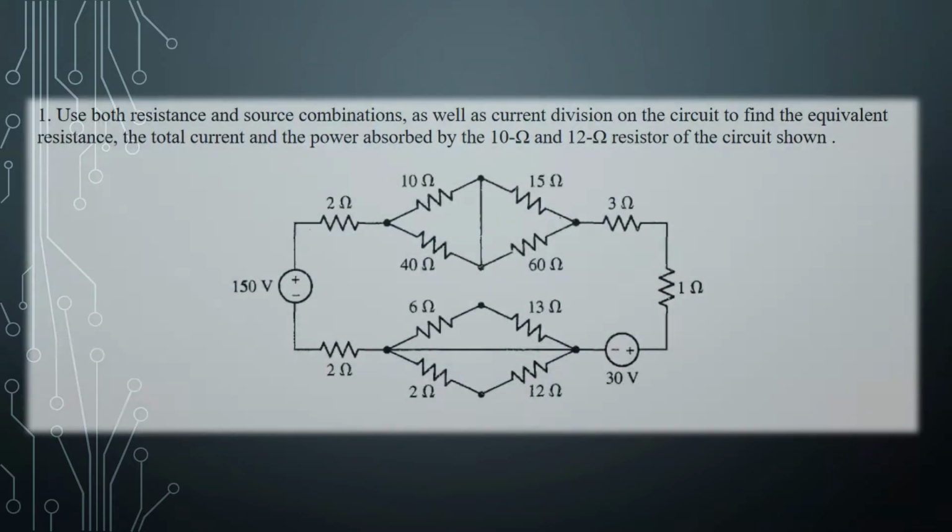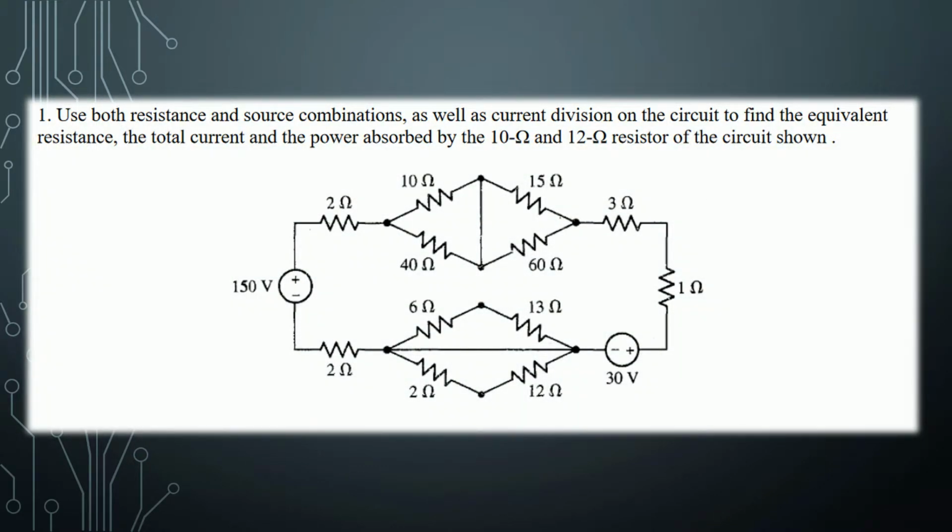Today we're going to be answering some sample circuit problems. Let's begin. First problem. Use both resistance and source combinations as well as current division on the circuit to find the equivalent resistance, the total current, and the power absorbed by the 10 ohm and the 12 ohm resistor of the circuit shown. So this is our circuit, and you will notice here that this is a short circuit.